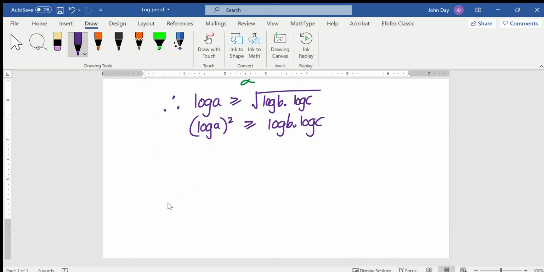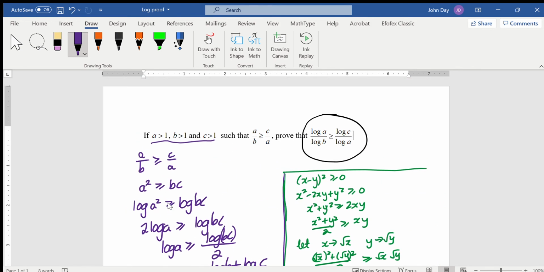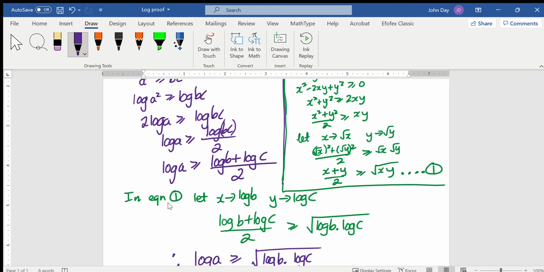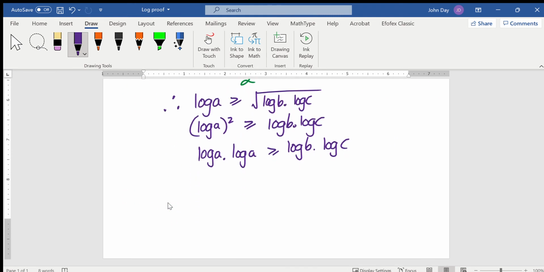That means that log of a times log of a is bigger than or equal to log of b times log of c. And I can rearrange this as is appropriate. What were we trying to prove? Let's just have a look. Trying to prove log a on log b is bigger than or equal to log c on log a. So we can just do the dividing now, log A on log B, log C on log A.